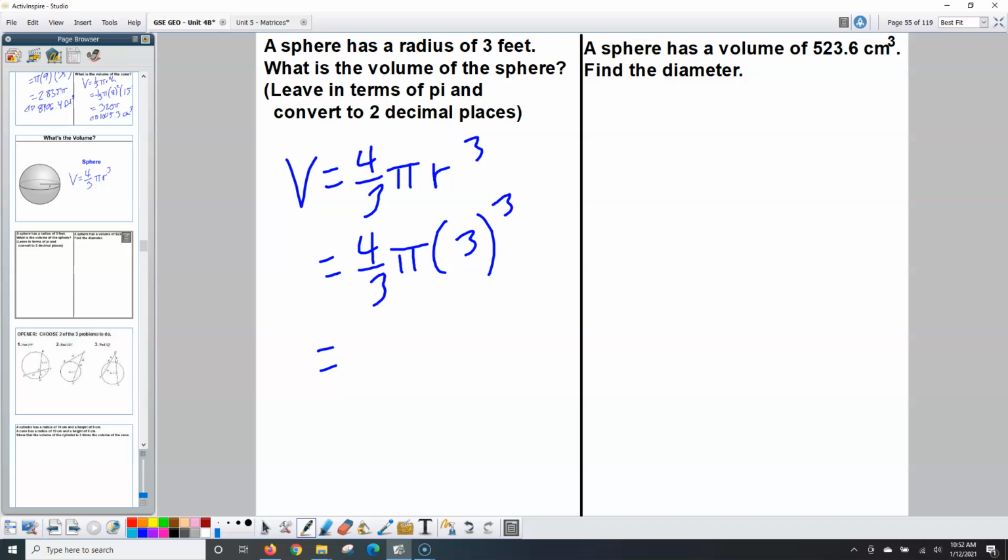And that would be 36 pi, or 113.1 cubic feet.